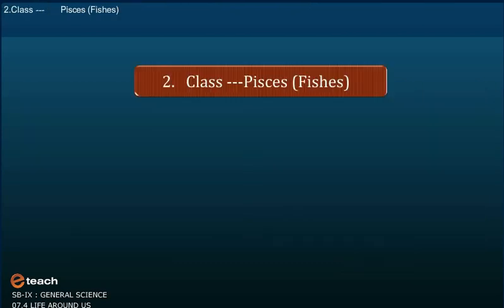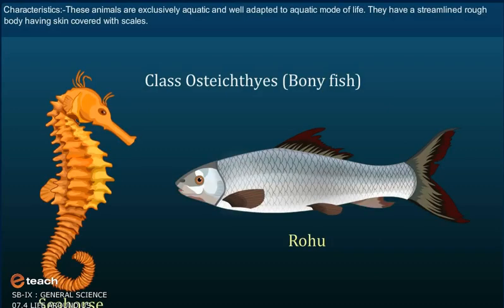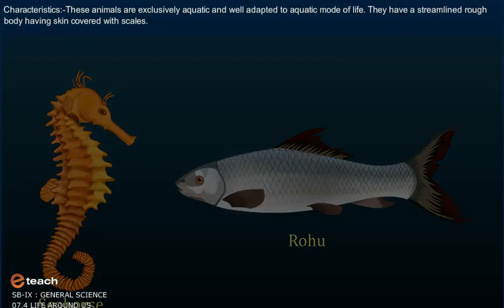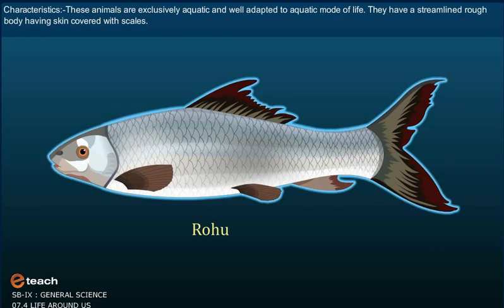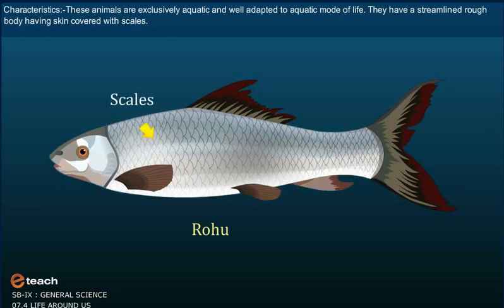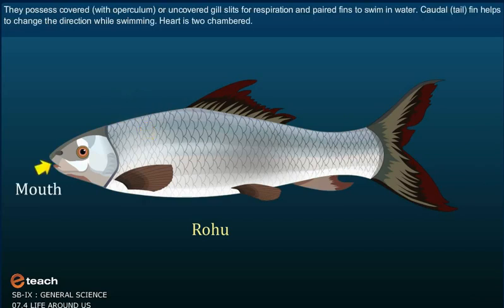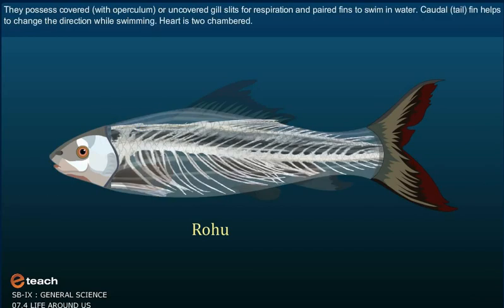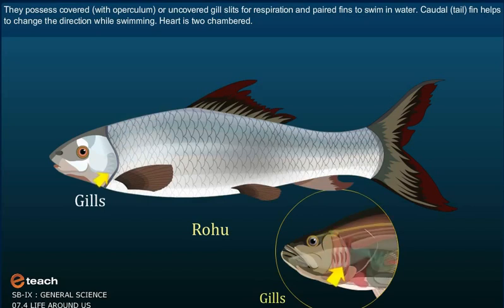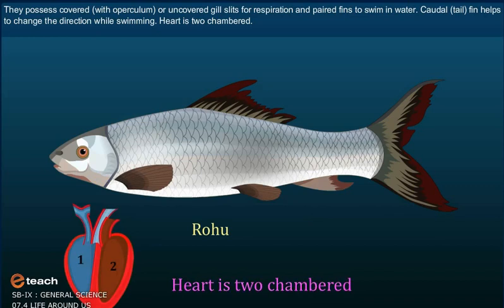Class Pisces. Fishes. Characteristics: these animals are exclusively aquatic and well adapted to the aquatic mode of life. They have a streamlined, rough body having skin covered with scales. They possess covered with operculum or uncovered gill slits for respiration and paired fins to swim in water. The caudal, that is tail, fin helps to change direction while swimming.